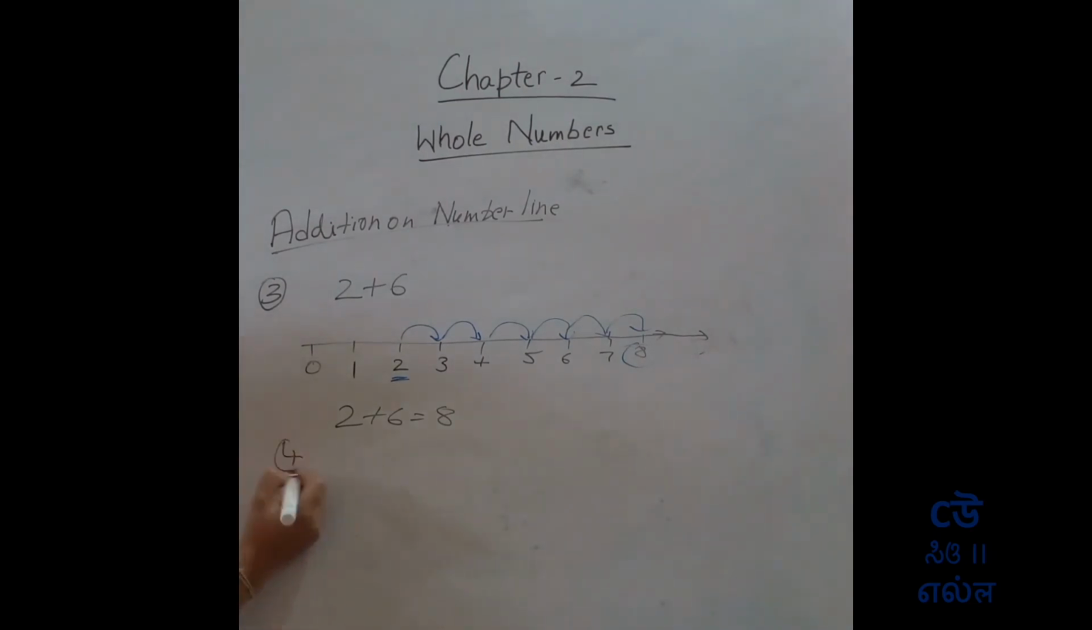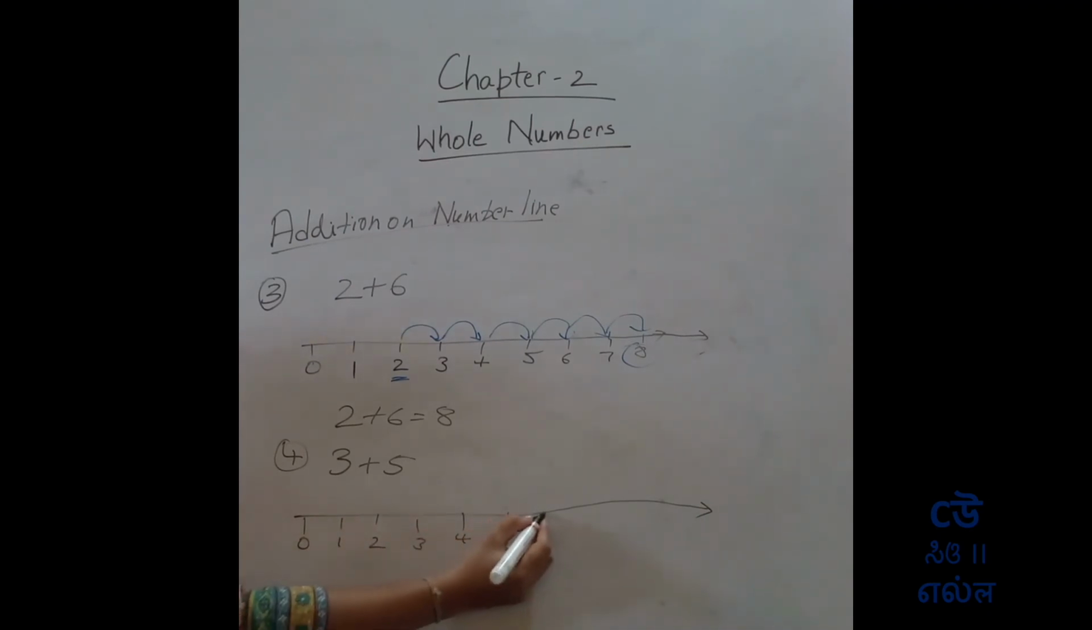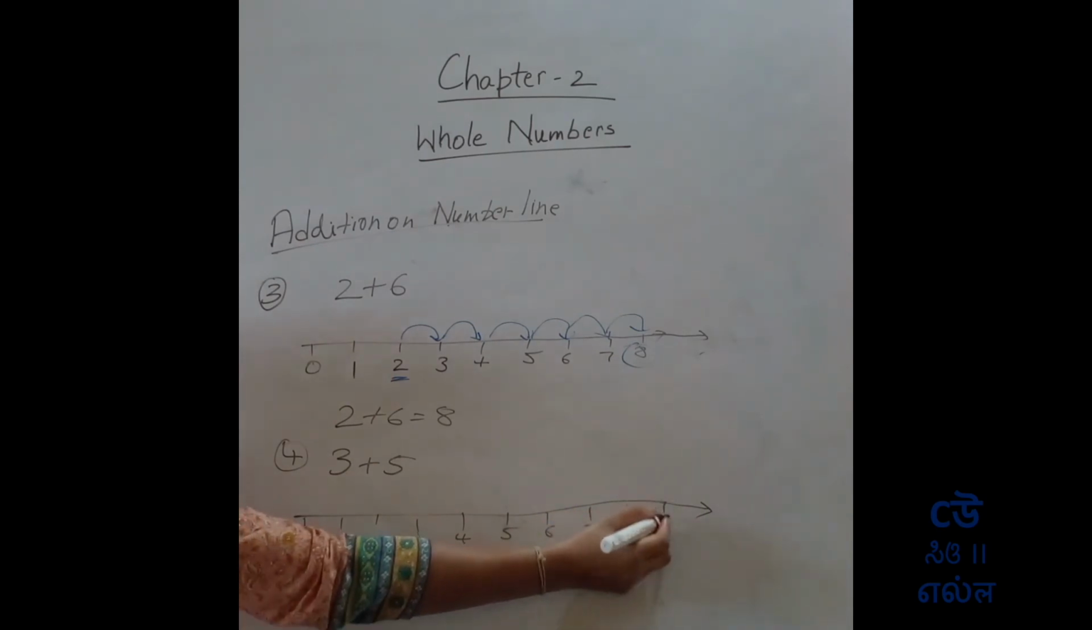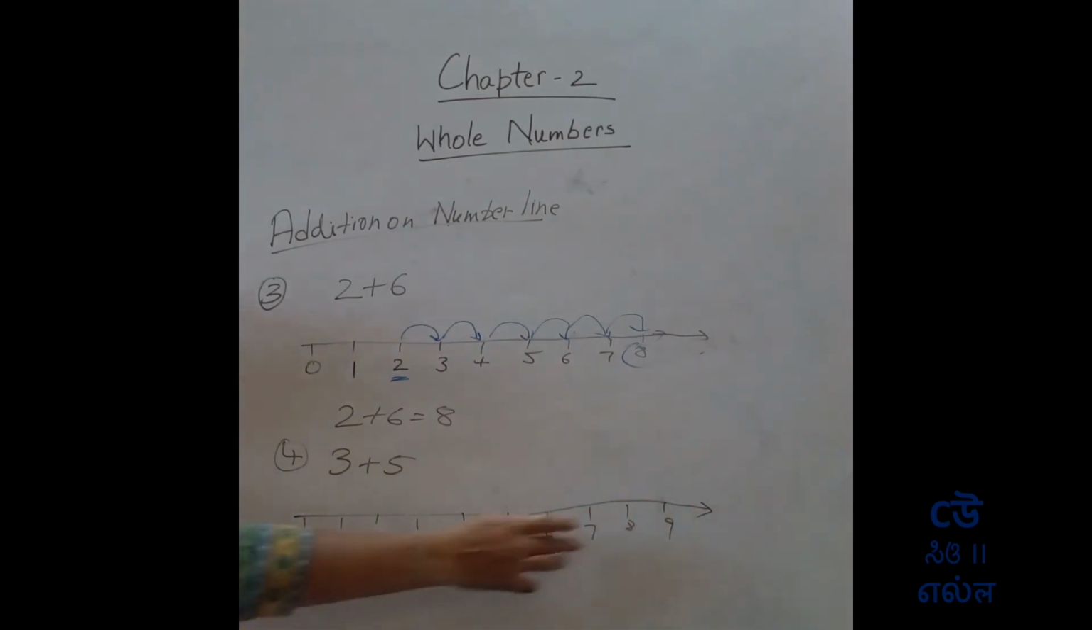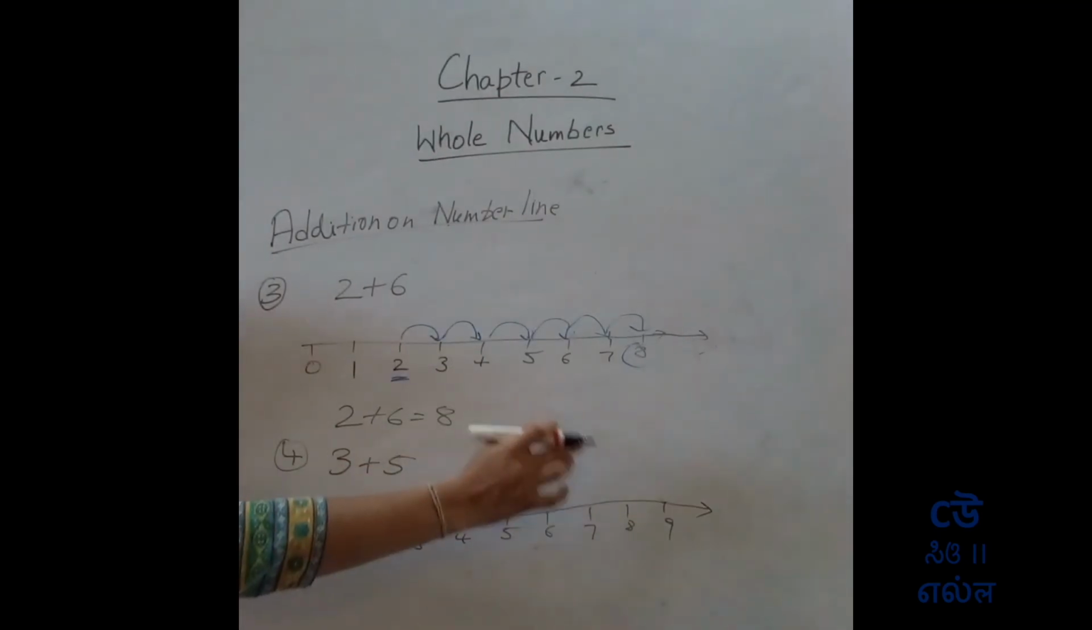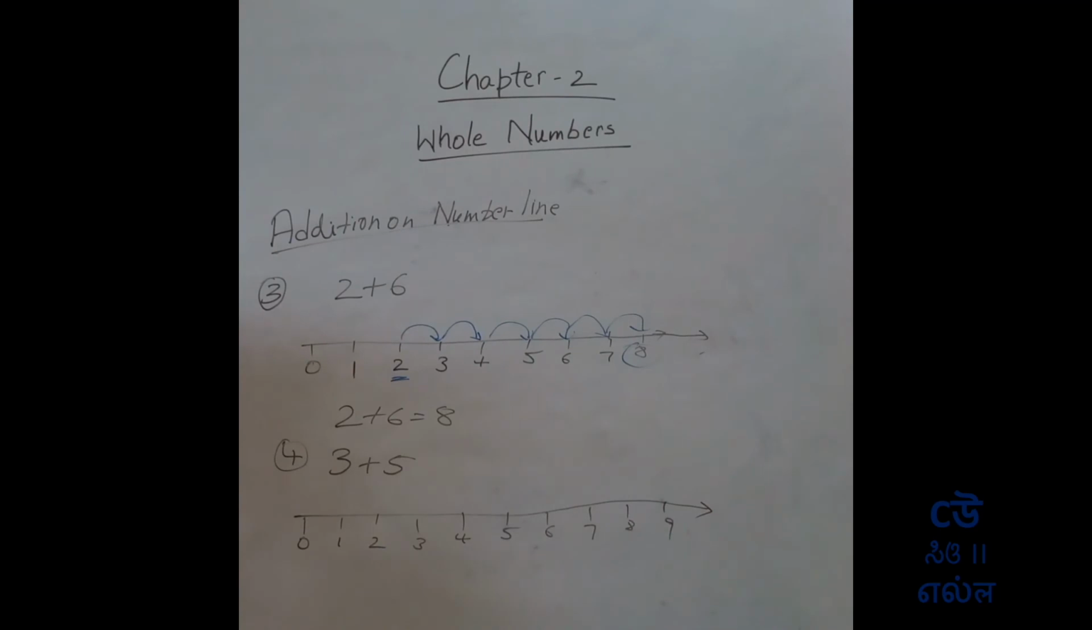Next, fourth problem. 3 plus 5. Okay. 2, 3, 4, 5, 6, 7, 8, 9. Next, when starting you can take it like till 10. However much you want, you can write the numbers. You should not only write till 8, you have to write till 9. It's not like that. You can write till anything. Okay.